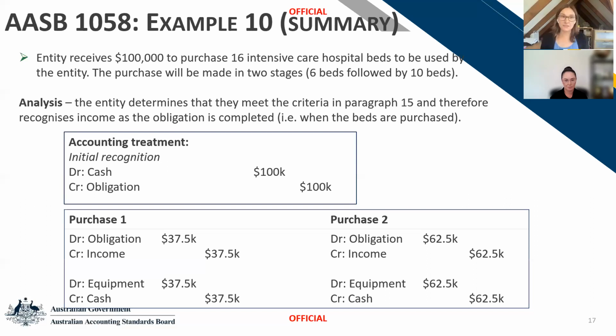When I've completed my purchase and I've bought the remaining 10 beds, I do exactly the same thing, but for the 10 beds rather than for the 6 beds. So consequently, I've done everything I'm supposed to do. I've spent all my money. I've got the relevant amount of equipment of $100,000. I've recognised income for that $100,000. I don't have an obligation, and I've spent all my cash. So that's how we deal with our capital grant exception within AASB 1058.